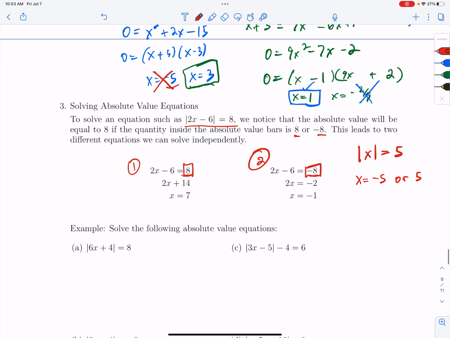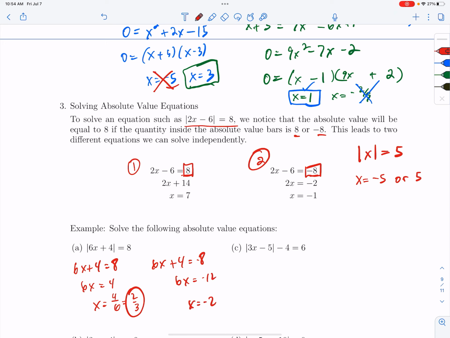All right, so what we want to do is take what's inside the absolute value and set it equal to 8 here and then negative 8. And then I just solve these linear equations. 6x is equal to 4, x is equal to 4/6, which is 2/3. And then on the next one, 6x is equal to negative 12, x is equal to negative 2. So those are the two solutions.